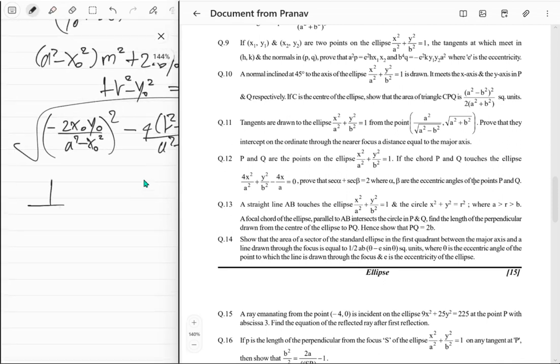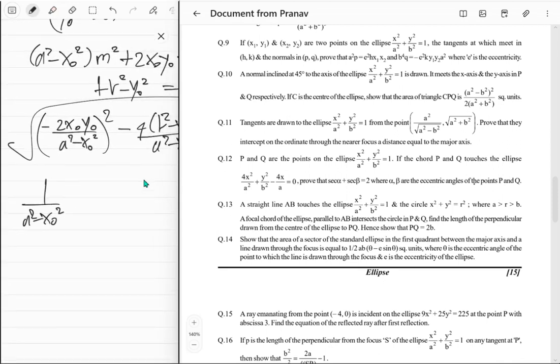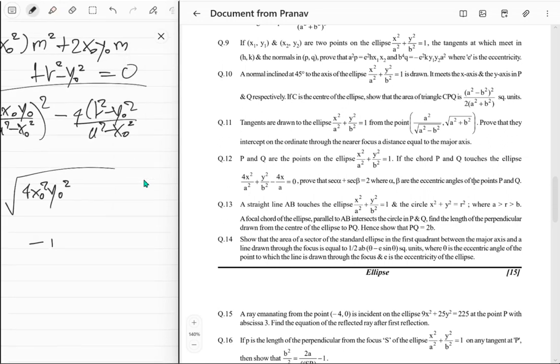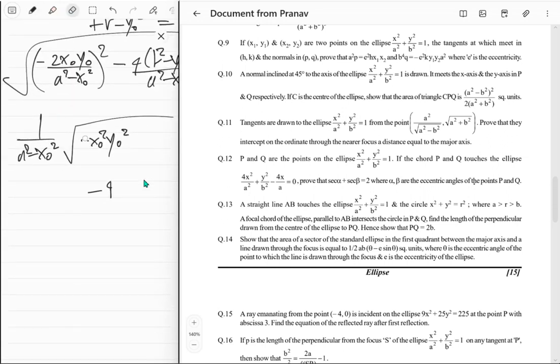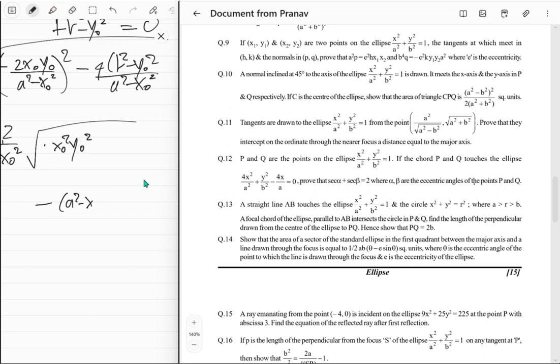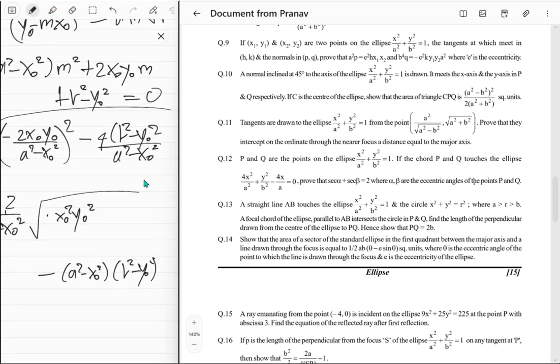which is like 1 upon a square minus x naught squared. Just take that out. You got square root of, well, that's going to come out anyway, right? Yeah, it's only 4x naught square y naught square that we care about. Then you got minus 4, take that 4 outside as well, just make this 2, then all you really care about is minus a square minus x naught squared, and that times this thing, b square minus y naught squared, right? Yeah, sure.